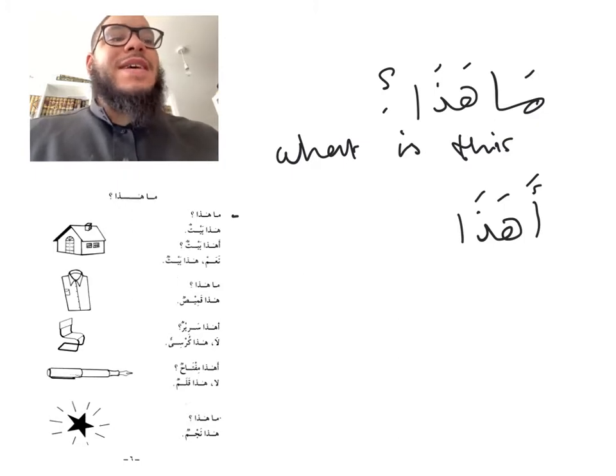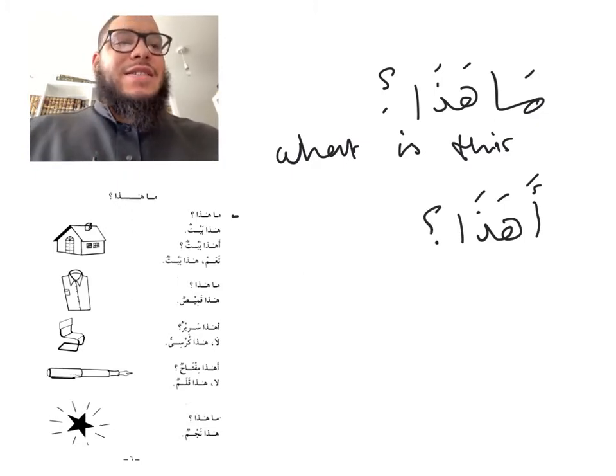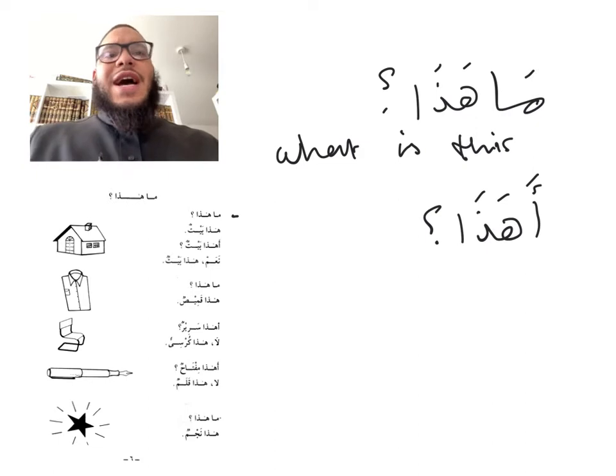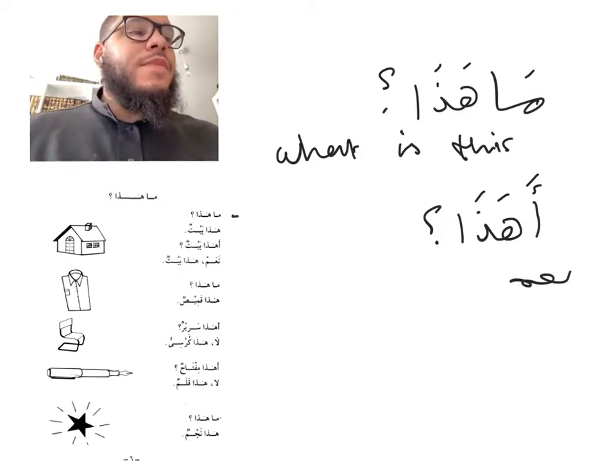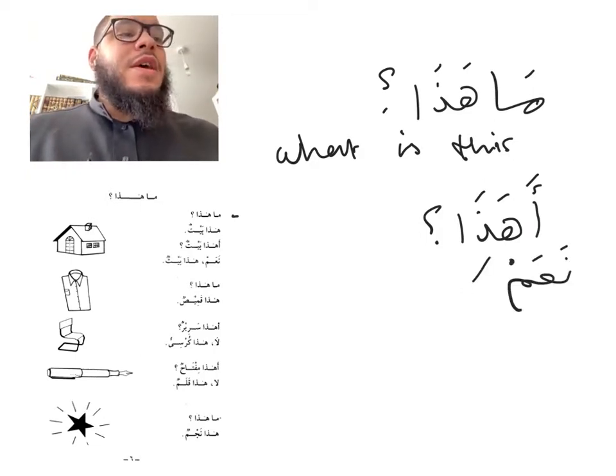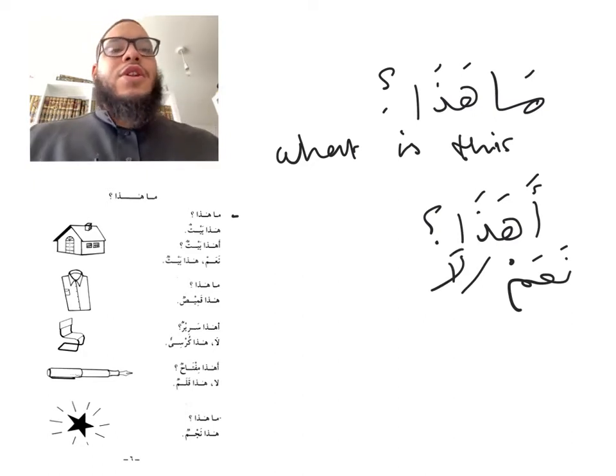أهذا by itself means "is this," whatever you're asking about. So أهذا بيت, is this a house? And this kind of question, أهذا, is our yes or no question. It's when we want an answer of نعم أو لا. So نعم meaning yes, and لا meaning no. So this is our question of yes or no.